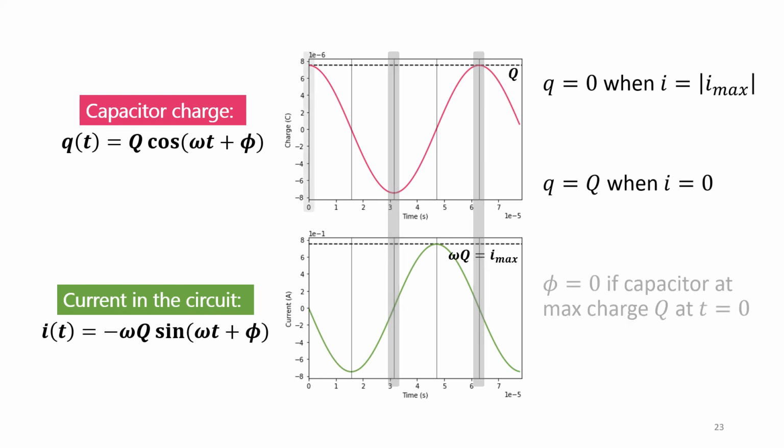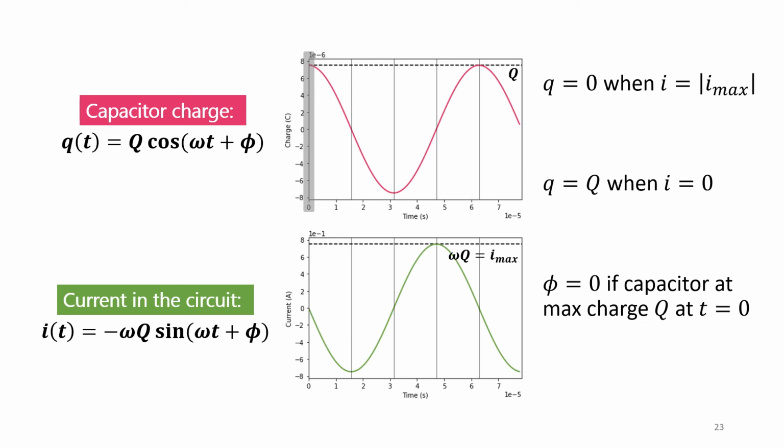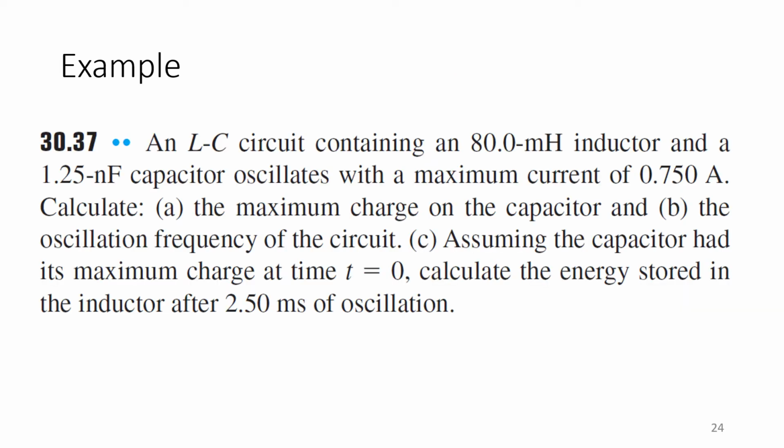Finally, you can also see that since we started with the capacitor fully charged, our phi should be able to be set to 0. And if phi is set to 0, cosine 0 is basically your maximum value. With these graphs, we finally completed our second objective in obtaining functions for Q and I of LC circuits. So now we go to an example to deepen our understanding of charges and currents in the LC circuit.